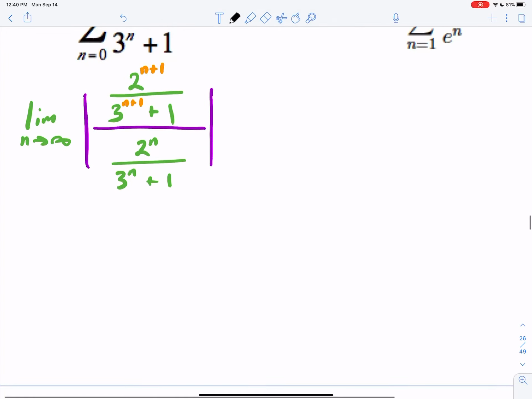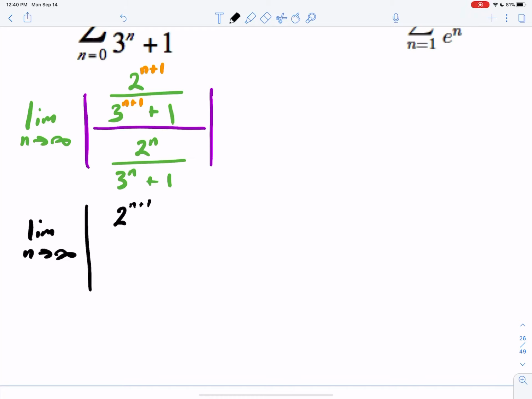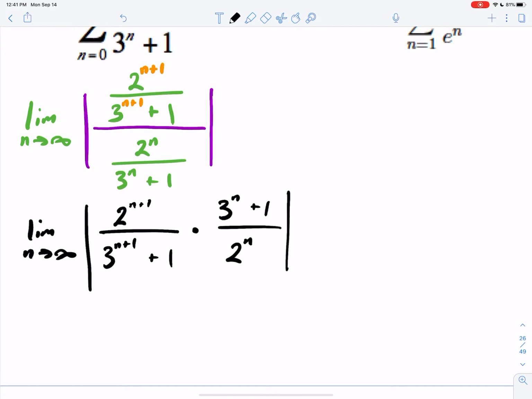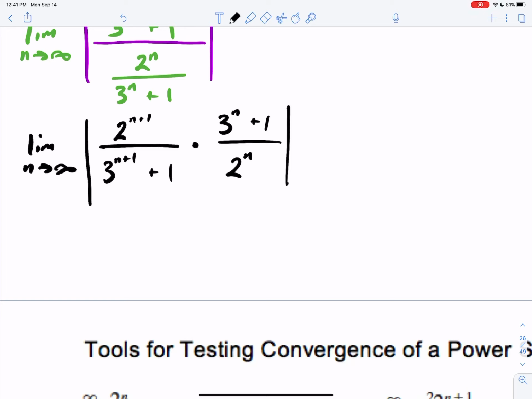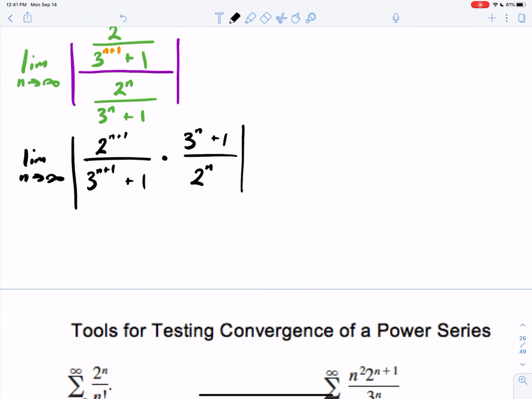So now we have a fraction divided by another fraction. So what you can actually do here is you could actually jump to this step here if you wanted to. We're going to take the absolute value of 2 to the n plus 1 over 3 to the n plus 1 plus 1 times the reciprocal. Dividing a fraction is the same thing as multiplying by the reciprocal. 3 to the n plus 1 over 2 to the n. Don't forget your absolute value bars. Now here, this is where a lot of things go away. Okay? So take a look.